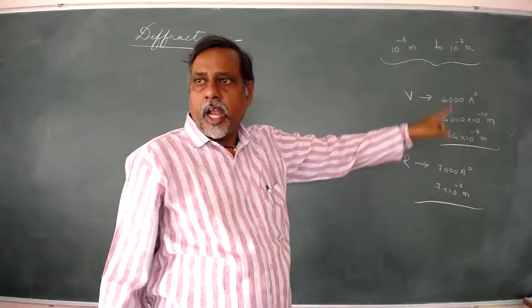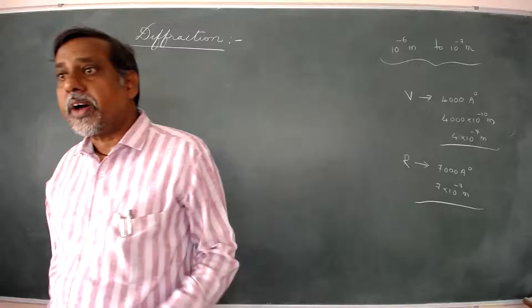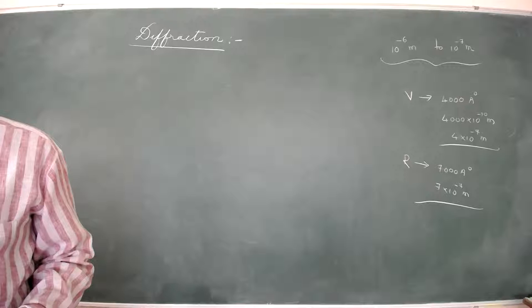The object size has to be microns, or even 10 power minus 5 also works out. 10 power minus 5. Understood? So very close to the wavelength of light. If you take any object and light is interacting with that object, what happens at the corners of the object? Light undergoes diffraction.